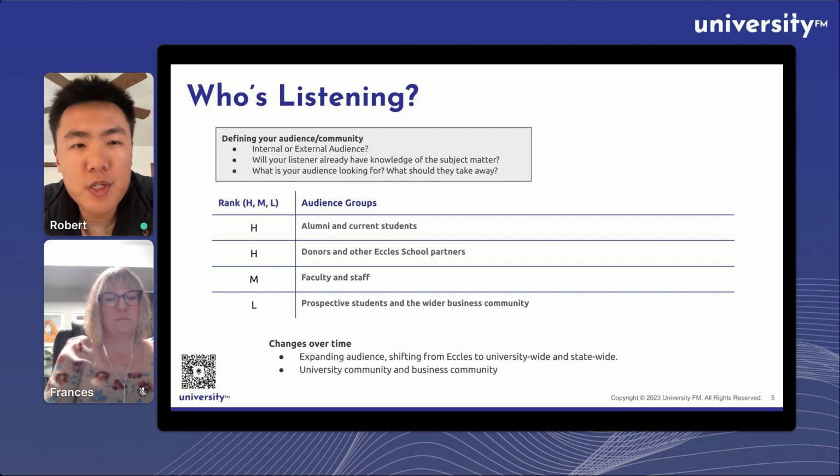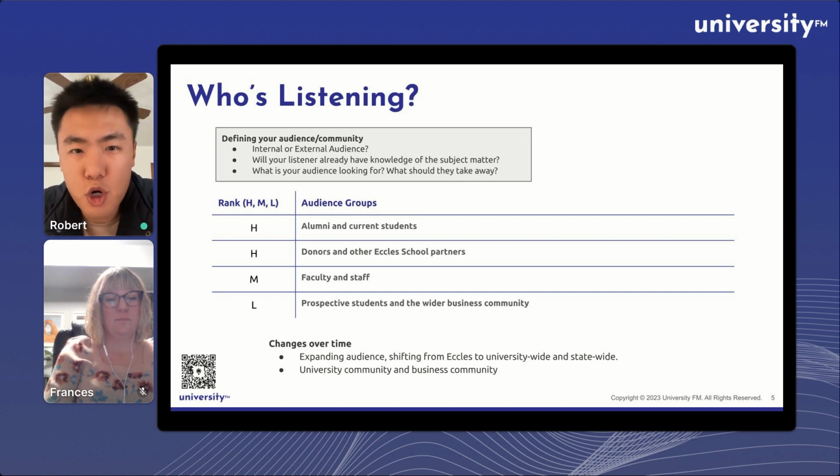So some of these questions: is it an internal or external audience? So in a university or organizational context, internal audience would be students or faculty or alumni, and the external audience would be the broader community, maybe within your city, or other partners outside of the university. Two, does the listener already have knowledge of the subject matter or what you're talking about?